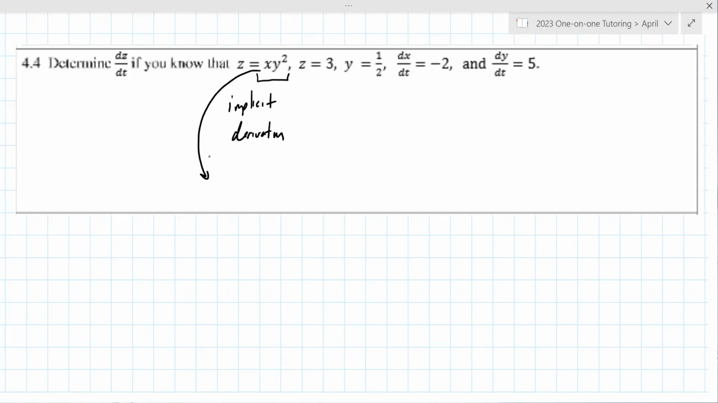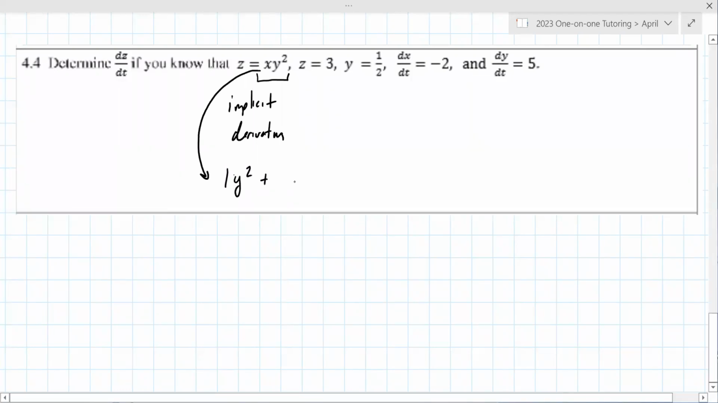Well, let me verify your derivative. Your derivative should be 1 times y squared plus, okay, so that's the derivative of the first, keep the second. So the derivative of x is 1. You keep the y squared.